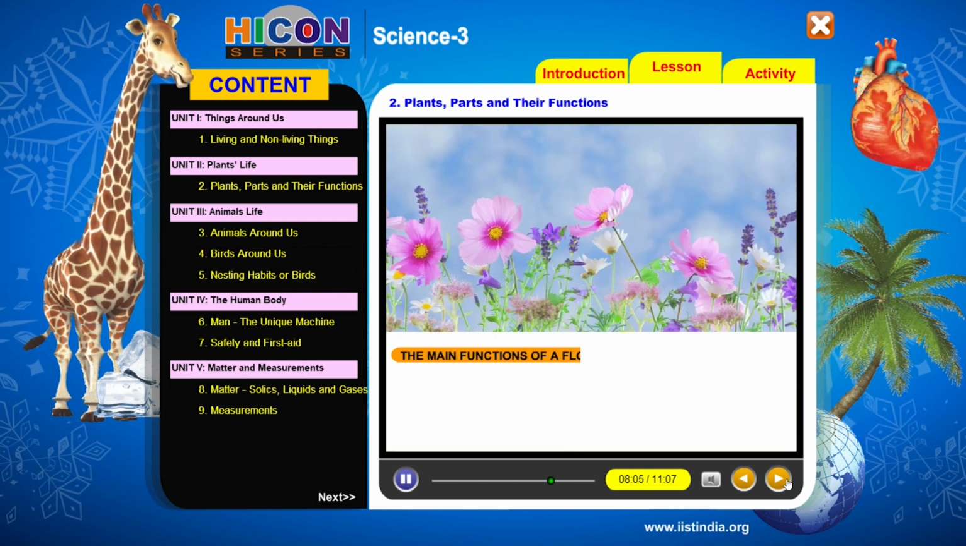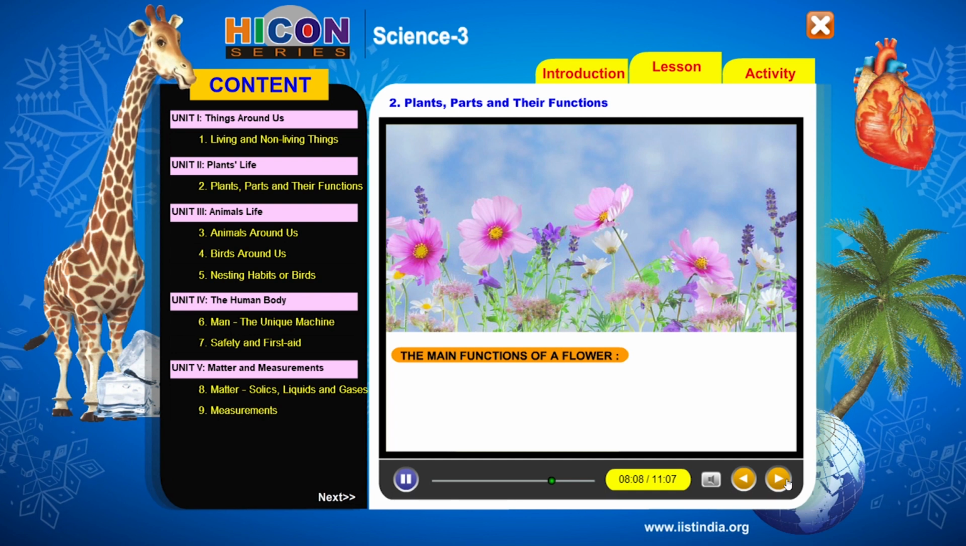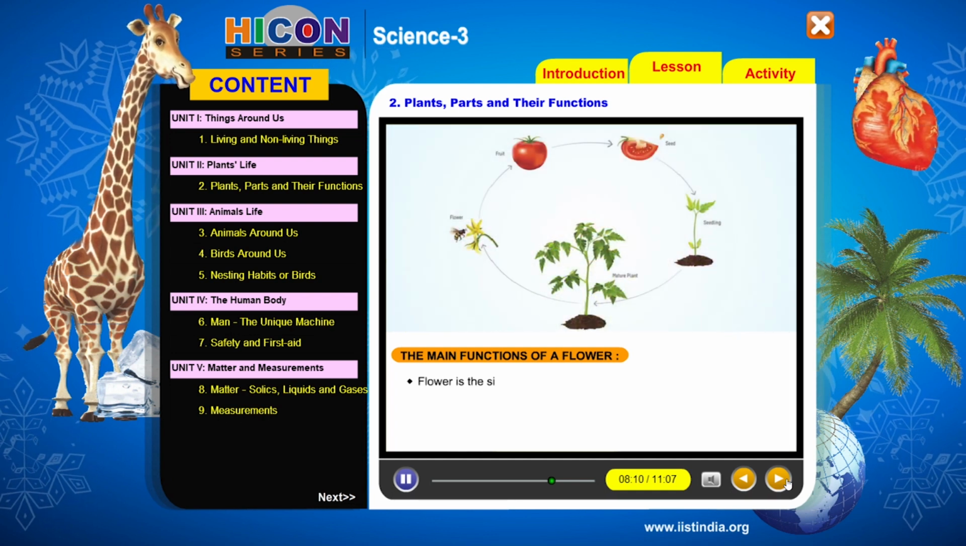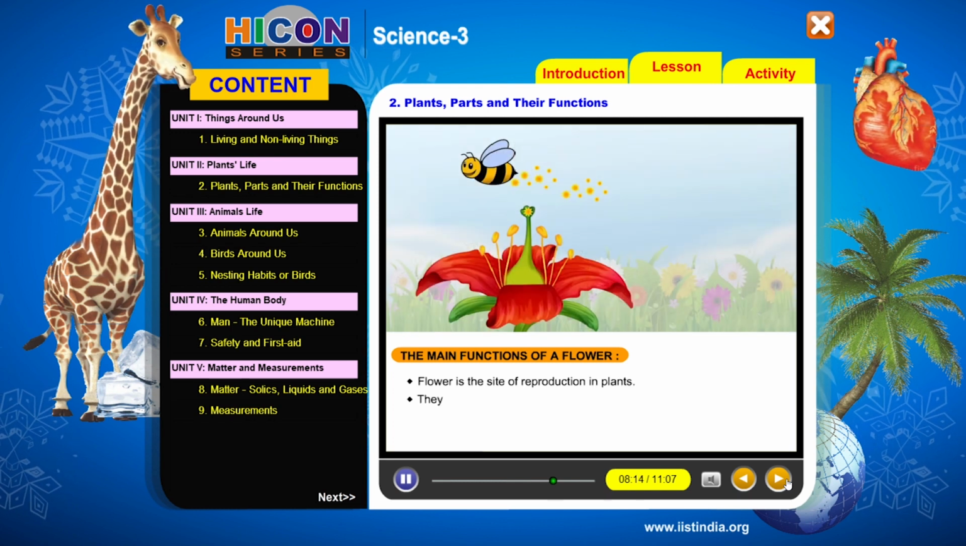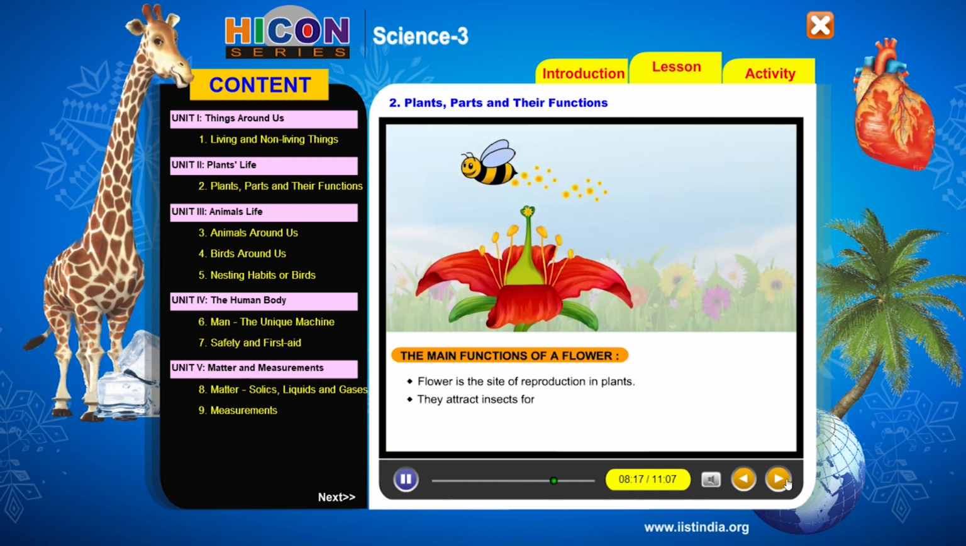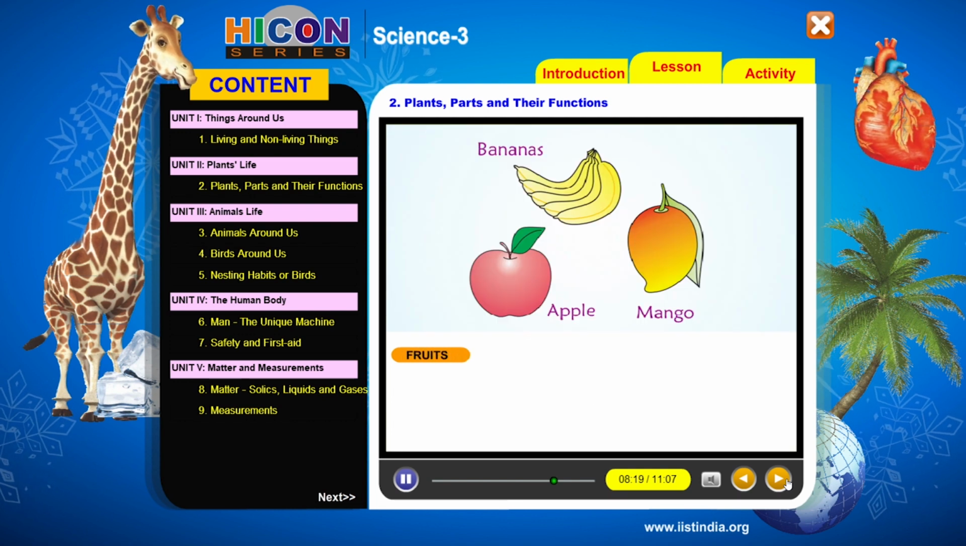The main function of a flower. Flower is the site of reproduction in plants. They attract insects for pollination.